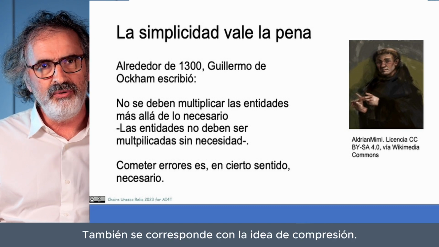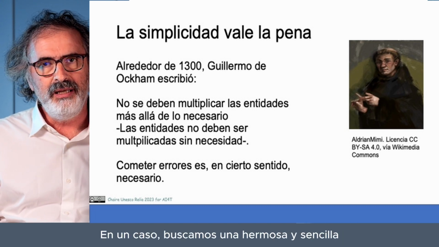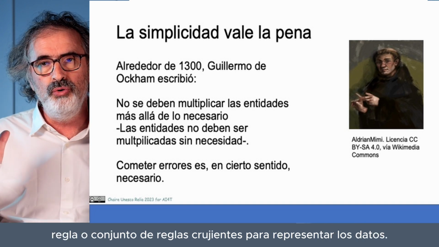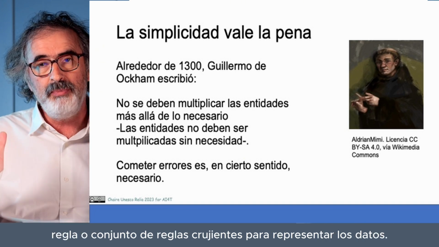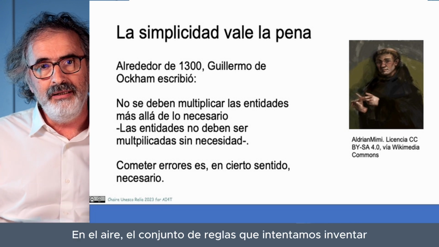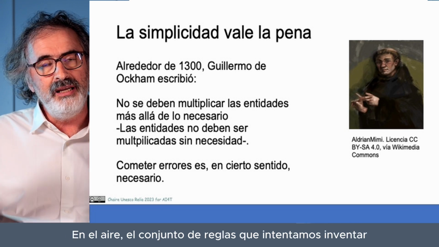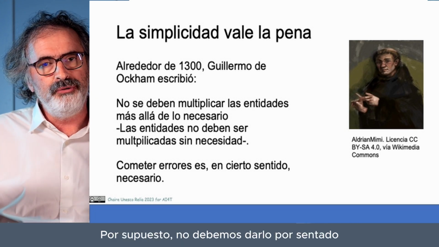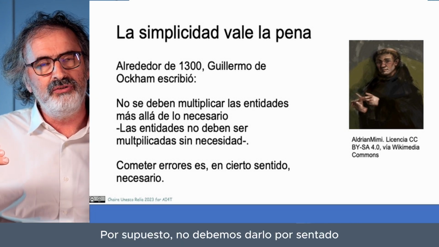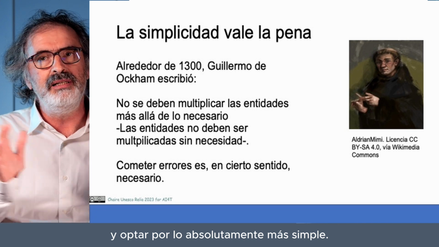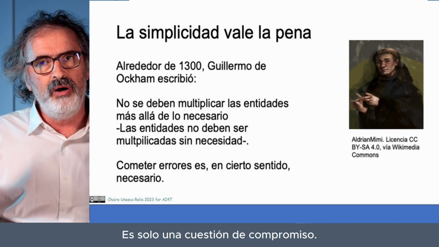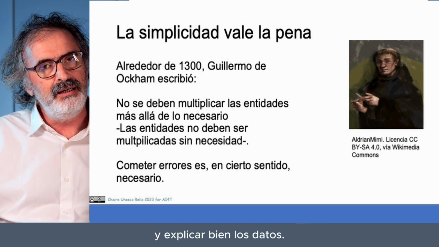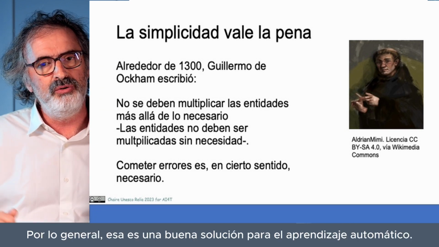It also corresponds to the idea of compression. In one case, we are trying to find a very nice crisp rule or set of rules to represent the data. In the other, the set of rules we're trying to invent is too complicated and we are doing less compression. Of course, we shouldn't just take this for granted and go for the absolutely simplest. It's just a question of compromise. We need something which is simple and explains the data well, and usually that is a good solution to machine learning.